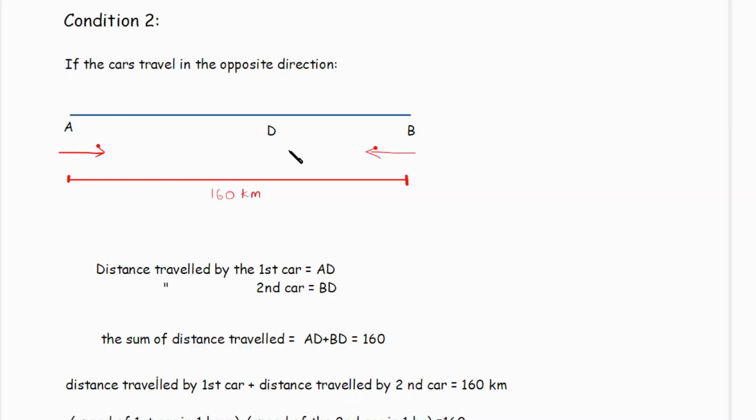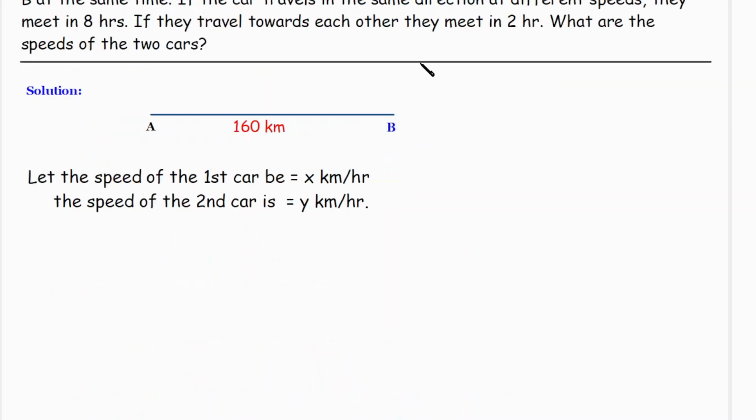We assume that the point is D. So the total distance covered by the two cars is 160 kilometers, because in the question, if they travel towards each other, they meet in 2 hours, and the places A and B are 160 kilometers apart on a highway. This statement is given in the question: the places A and B are 160 kilometers apart on a highway, and the second condition, if they travel towards each other, they meet in 2 hours.